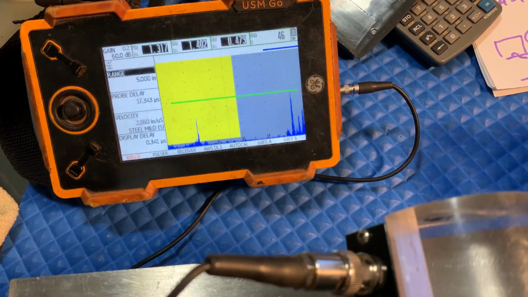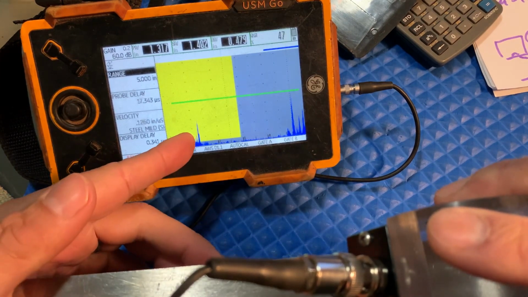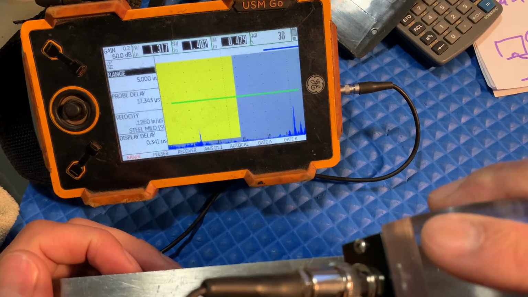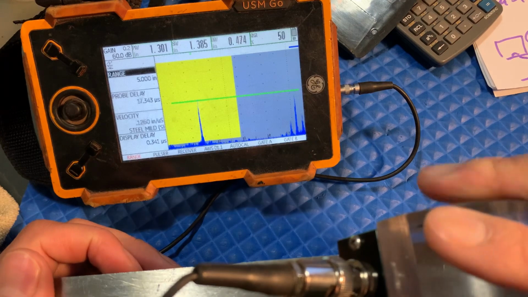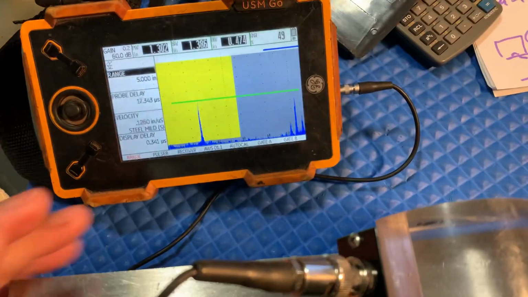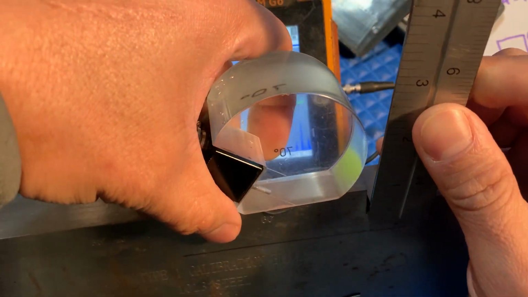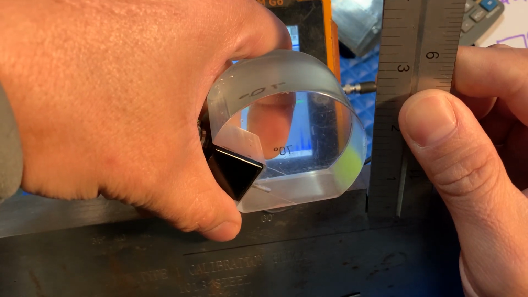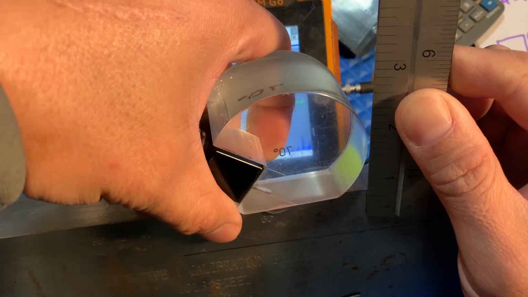I could say this is pretty much gone. I see it here, but it's not breaking my gate. But if I move it back to where it breaks my gate at the 50% level, we know that is 0.474 inches down. Let's see how correct that is. I'm going to take my tape and see if I get these to balance. Nope, so this thing is about 5/8 deep.